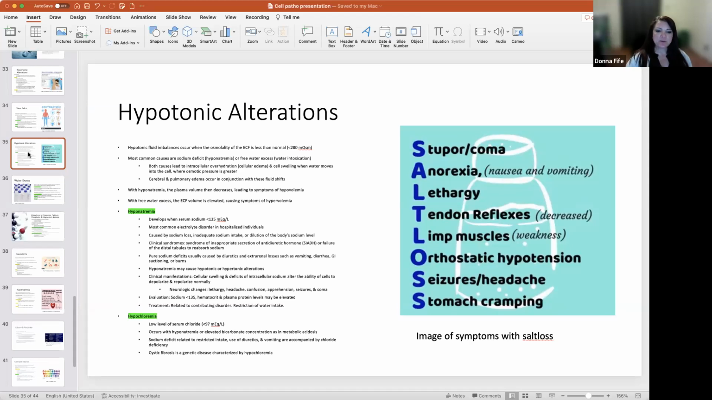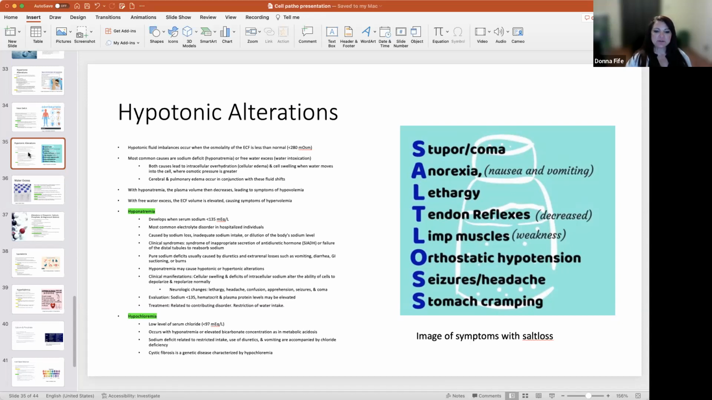This is caused by sodium loss, inadequate sodium intake, or dilution of the body's sodium level. Times where this might happen is with the syndrome of inappropriate secretion of antidiuretic hormone or failure of the distal tubules to reabsorb sodium. Pure sodium deficits usually caused by diuretics or extrarenal losses such as vomiting, diarrhea, GI suctioning, or burns. Hyponatremia may cause hypotonic or hypertonic alterations.